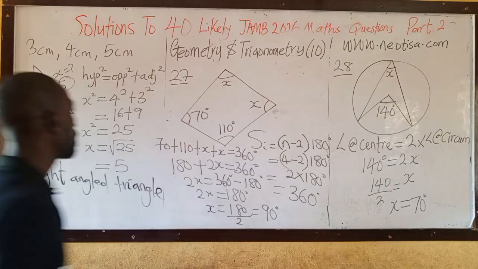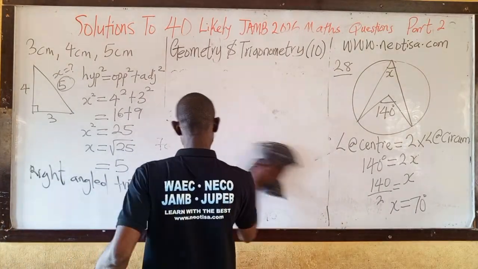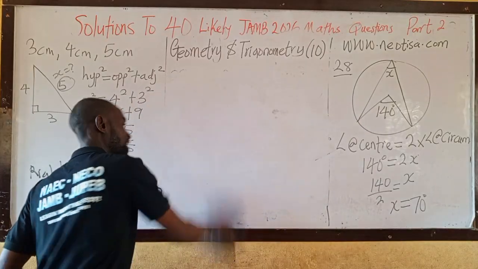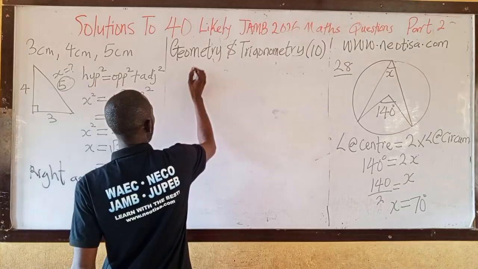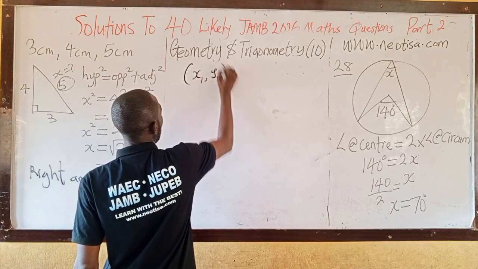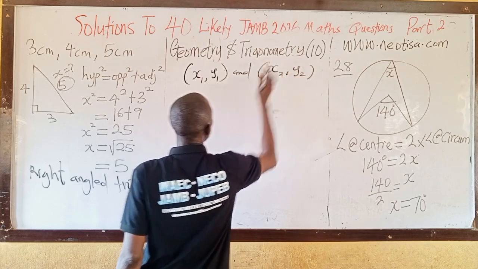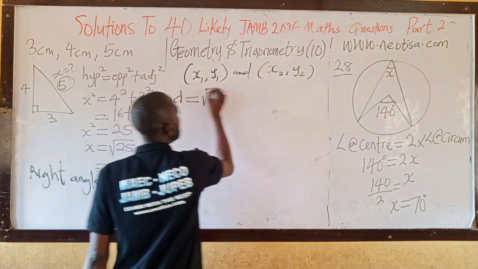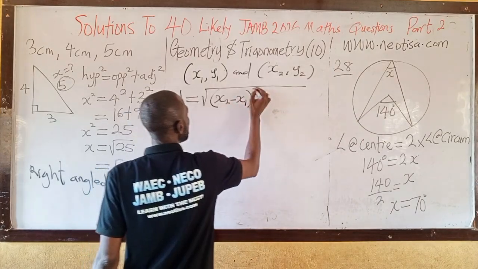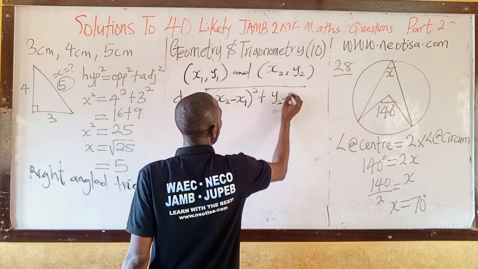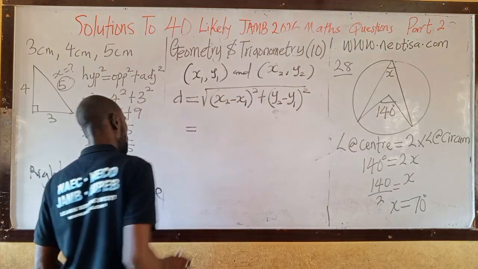Number 30 is under distance between 2 points. So we have 2 points, x1, y1 and x2, y2. The distance between them is given by the formula: the root of x2 minus x1 all squared plus y2 minus y1 all squared. Let's go for the question.